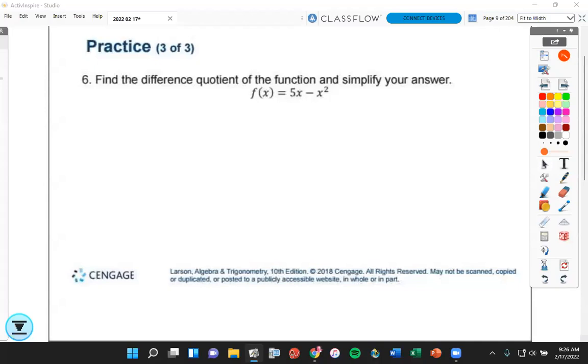Okay, so this is the last example problem, practice problem from 2.2. This is the difference quotient. Anybody remember what the difference quotient said? f of x plus h minus f of x over h, right? So that's the difference quotient.